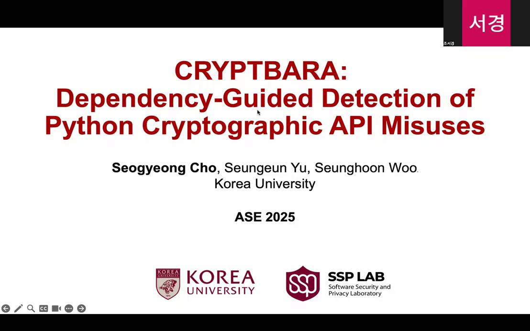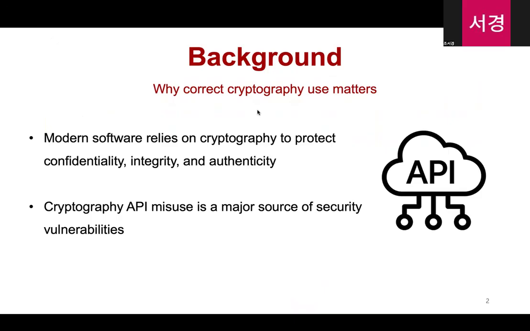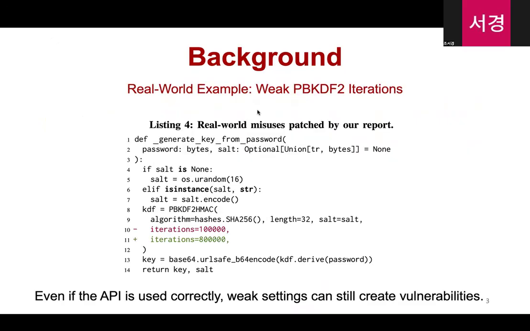Now I present a paper titled Cryptbara: Dependency Guided Detection of Python Cryptographic API Misuses. Modern software depends on cryptography to protect confidentiality, integrity, and authenticity. Crypto API misuse is a major source of security vulnerabilities.